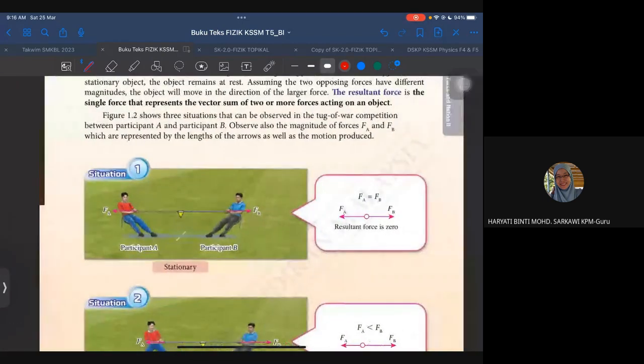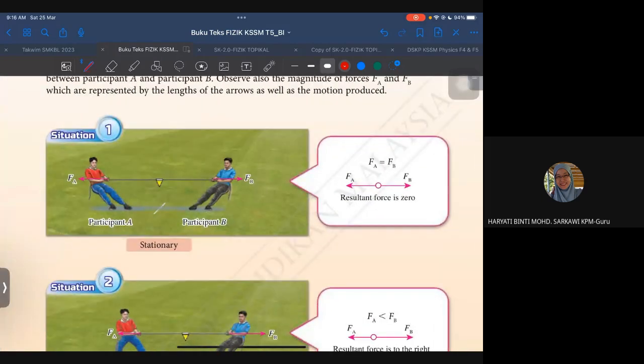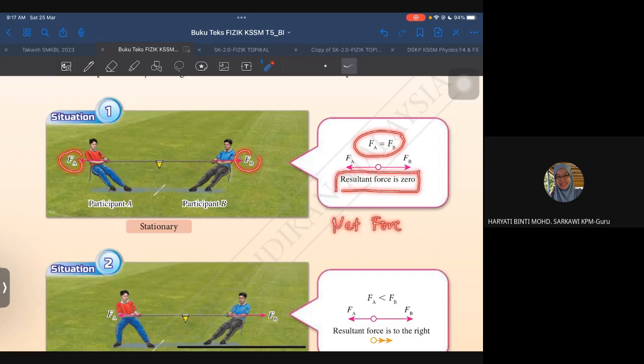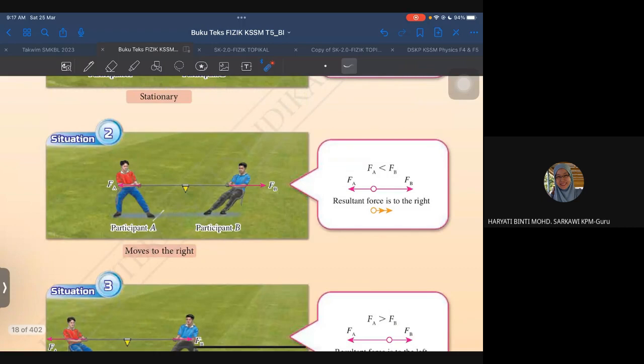Look at this diagram. Stationary, this is what we discussed just now. If A and B have the same magnitude but opposite direction, the flag will be stationary. We call this zero net force. When I say net force, I am referring to resultant force. Net force is another term for resultant force. When the net force is zero, the system will be stationary. It is not that there is no force acting. There are forces acting, but with the same magnitude and opposite direction. Now look at this diagram, which shows that the flag moved to the right. Why is it like that?